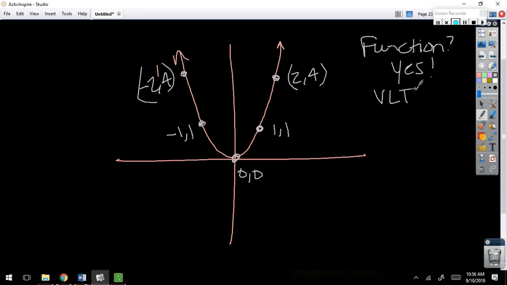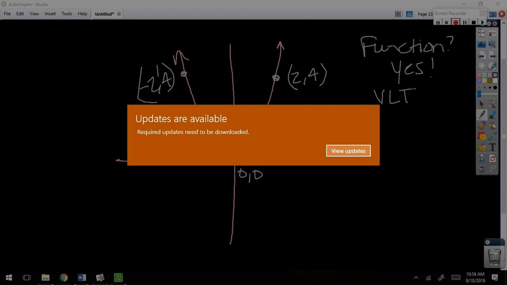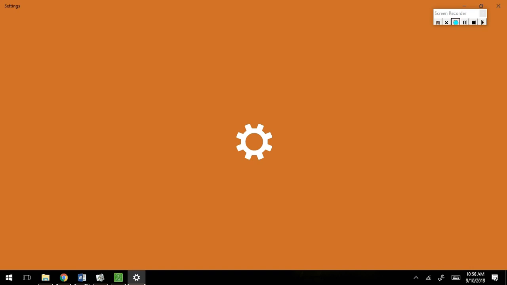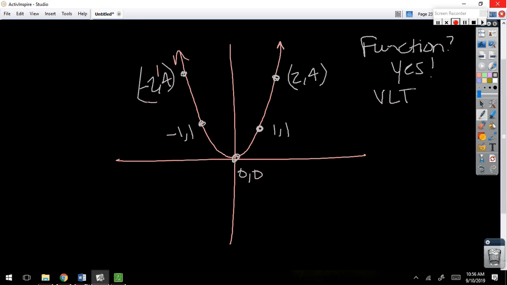Does every x value have a unique y value? In other words, a y value that's not used anywhere else? No. When x is 2, y is 4. Is 4 unique on this graph? No. Why? It's used again here. Right? So it's not one-to-one.